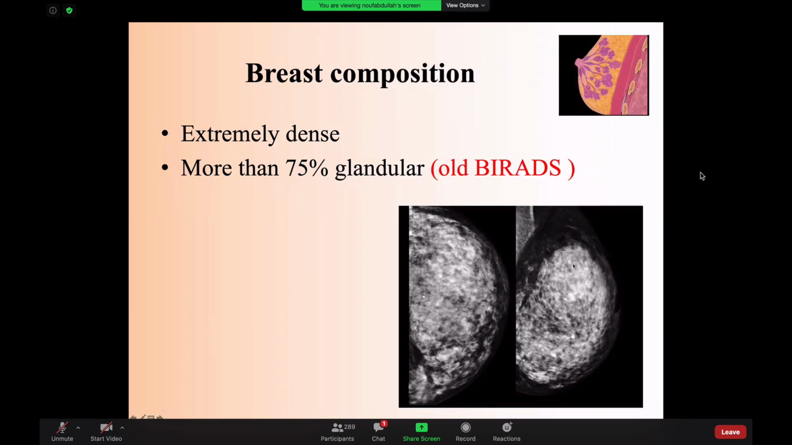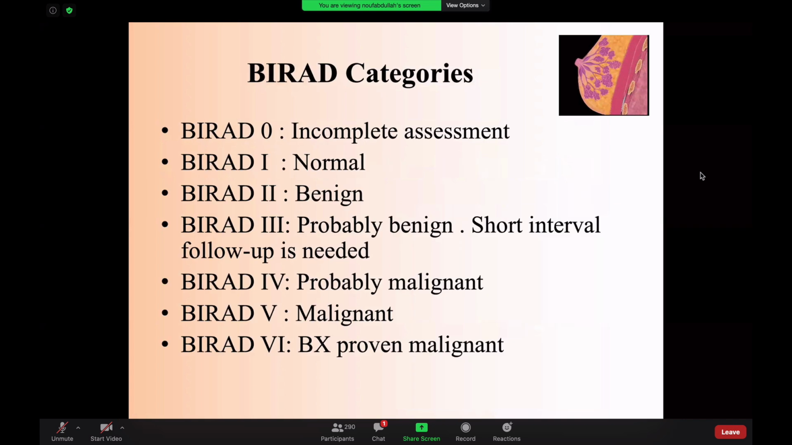And I'm telling you from my experience, it's very easy to miss cancer in this kind of breast. And usually you have more than 75% of breast glandular tissue. And there is a way how to look at the breast when it is this kind of breast density. So we finish about the breast composition. We go to the second important part of the BI-RADS, which we call the BI-RADS categories. So we have 7 categories of the BI-RADS, starting from 0 to 6.